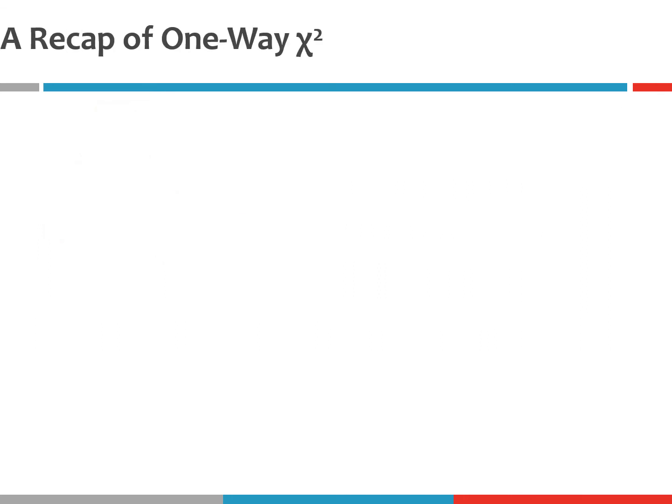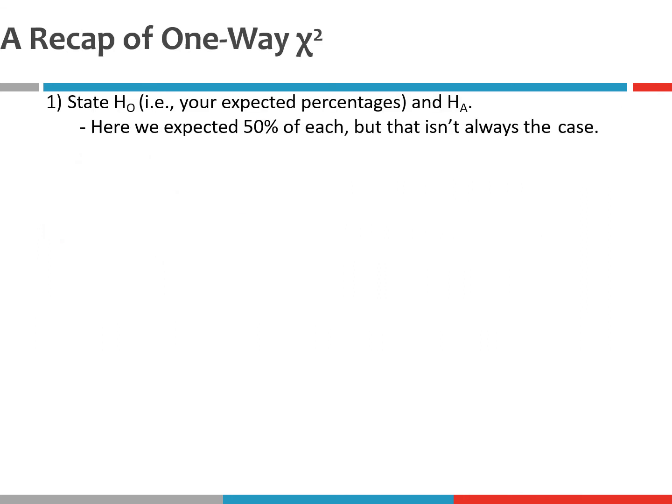Okay, so just to recap the one-way chi-square, when you get ready to conduct this test, you're going to want to state your null hypothesis, okay? And you're going to want to indicate in your null hypothesis what your expected percentages are and your alternative hypothesis.